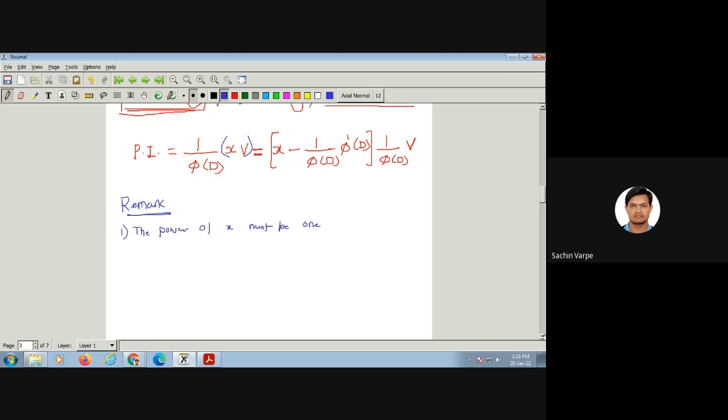This is the first note. And the second is, to use this case, ये जो दिख रहा है आपको लास्ट में 1 upon phi of D into v, that should not be the case of failure. So 1 upon phi of D into v should not be the case of failure.